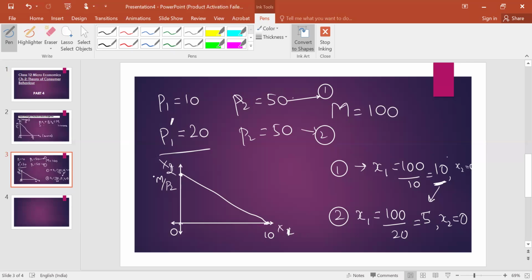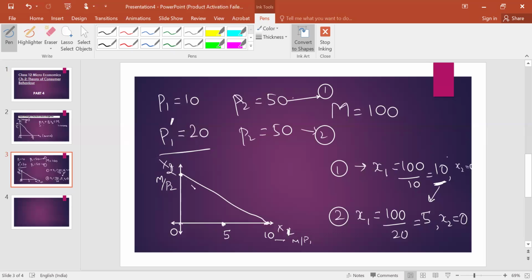Now, this is M by P1, right? Now it has shifted to 5. Now I'm able to consume only 5 units of good one, given I have spent all my income on good one, correct?